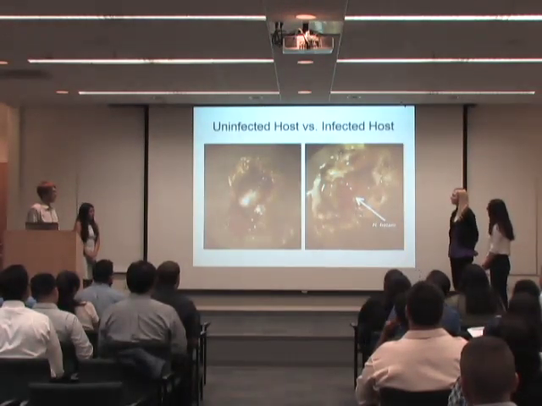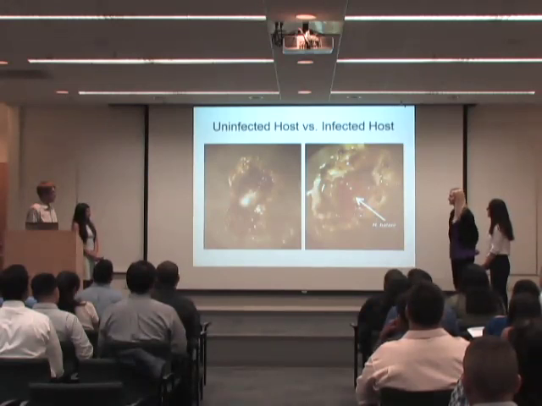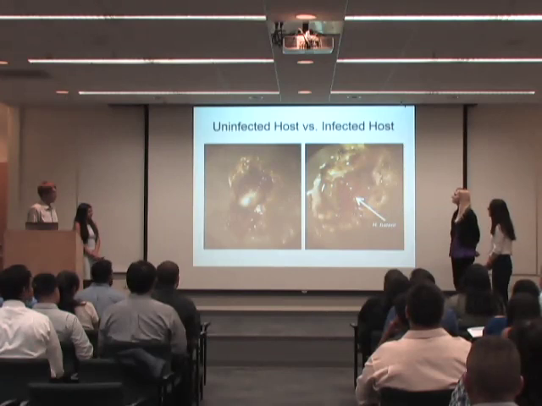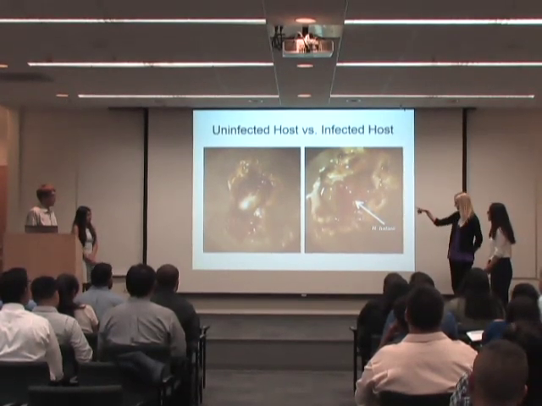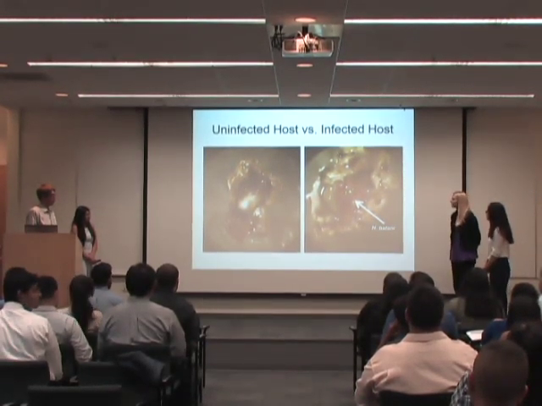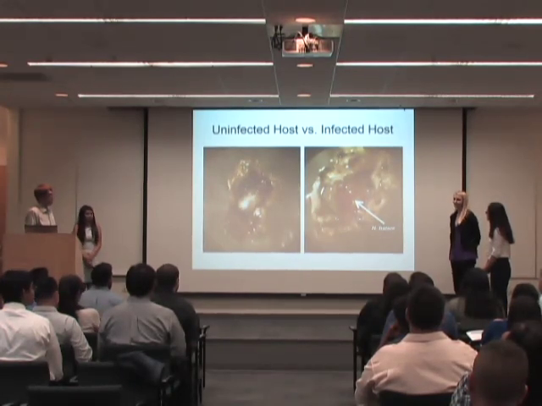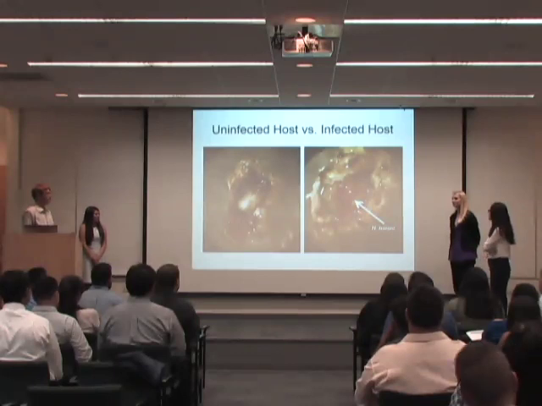Now, how can you tell whether your host is infected or not? On the left-hand side, we have a barnacle that is not infected. On the right-hand side, we have a barnacle that is infected. How you can tell is you see where she's pointing, you have a reddish-orange blob. That is the parasite. And an interesting fact to know is that the parasite and the barnacle are about the same weight.